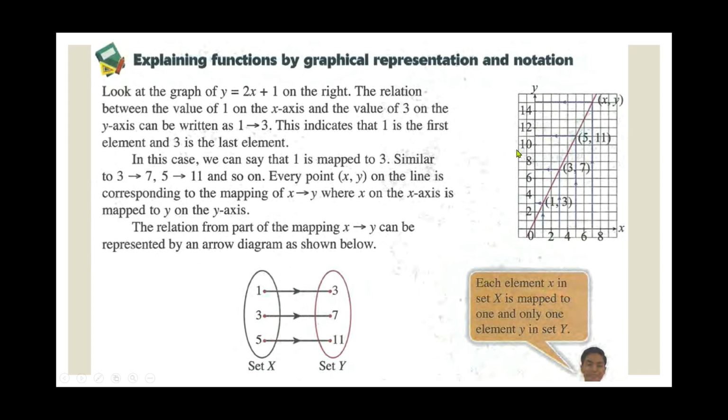So the relation of the mapping from x to y can be represented using an arrow diagram like this. So this is 1, 3, 3, 7, 5, 11, right? So 1 is mapped to 3, 3 is mapped to 7, 5 is mapped to 11. So the mapping of this, we can represent as a function. That is why we call it function. So later on in additional maths, you are going to see this further.